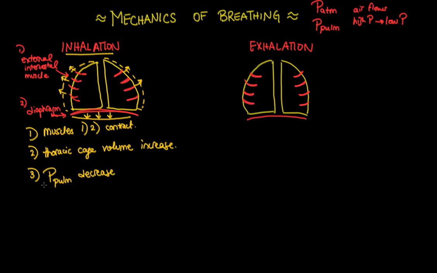And it's going to decrease to become less than P atmospheric. And so when this happens, you know that the airflow is going to go from an area of high pressure to an area of low pressure. And so this means that P atmospheric is greater than P pulmonary. So as a result, air flows into the lungs. So from the area of high pressure, P atmospheric, from the atmosphere and into the lungs. This is what we call inhalation. Another word is inspiration.